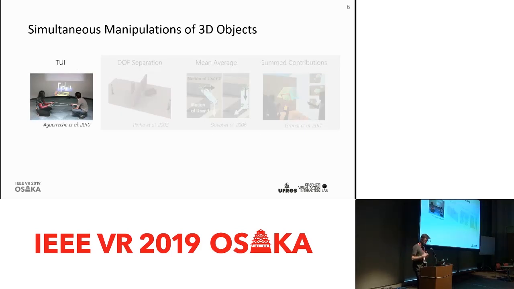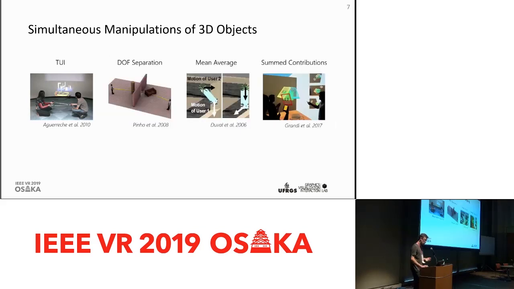There are some approaches for simultaneous manipulations of 3D objects. In the real world, when two people hold the same object, the object creates a physical link between the participants, and tangible user interfaces replicate this behavior in virtual environments. On the other hand, while tangibles are the most intuitive because of this physical link, they are rather limited by the shape of the prop used. Other approaches make a virtual link between the users and the objects, and we are more interested in these approaches.